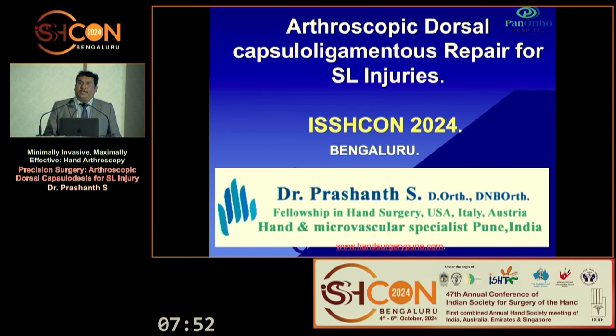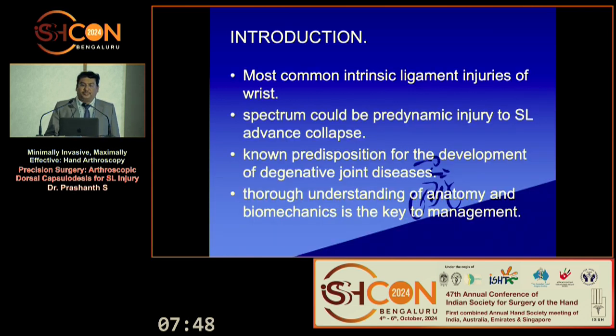So I will concentrate more on only the dorsal capsulodesis as an arthroscopic method. It is among the most common intrinsic ligament injuries of the wrist. It could range from pre-dynamic to an advanced scapholunate collapse. That is why it is important: there is more predisposition to degenerative joint disease.